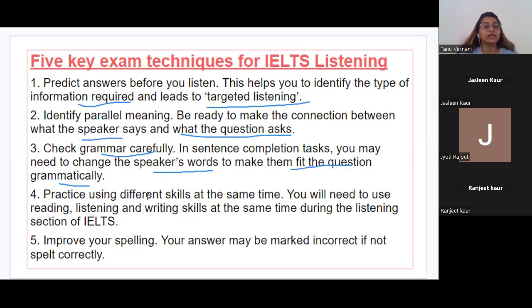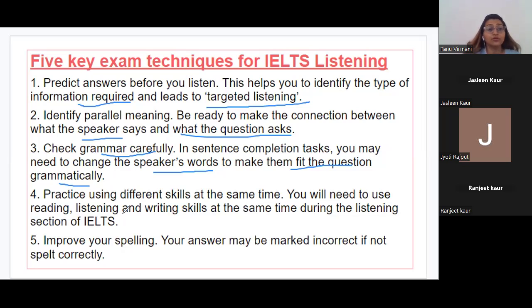Now every one of you has a different set of skills, right? So you can adapt the strategy you're comfortable with. You will need to use reading, listening, and writing skills at the same time. As I say to my students every time, listening is the module which requires all of your senses to work together at the same time. Your ears are listening, your hands are writing down your answers, your eyes are reading the question, and your mind is understanding it. So all of your senses, all of your skills are working at the same time during the listening test, right?